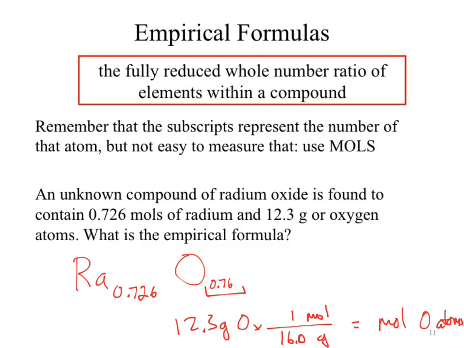So what do we do? Divide both numbers by 0.726. What happens when I divide 0.726 by 0.726? I get radium 1. When I divide the oxygen value by 0.726, what do I get? Roughly 1. What's my empirical formula? RaO. There's the empirical formula. Okay? That's how we end up going through and solving. We just relate it back to our moles and slide those into our equation.